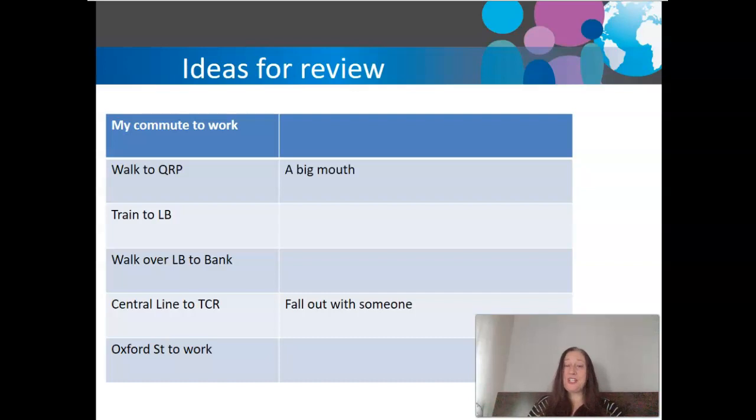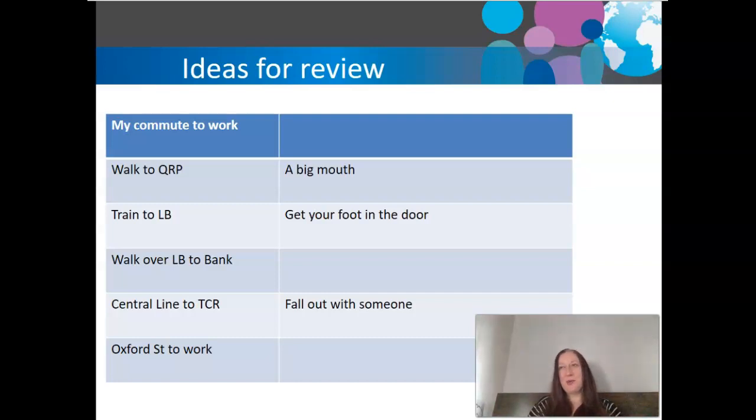Big mouth I would associate with walking from my flat to the station. We have a neighbour who is quite loud, quite eccentric, so I would associate that with him. And taking the train to London Bridge is sometimes quite a busy affair. So if I'm being literal, that's where I would associate get your foot in the door.